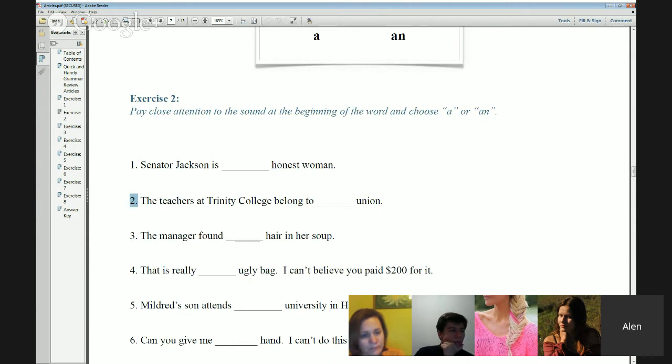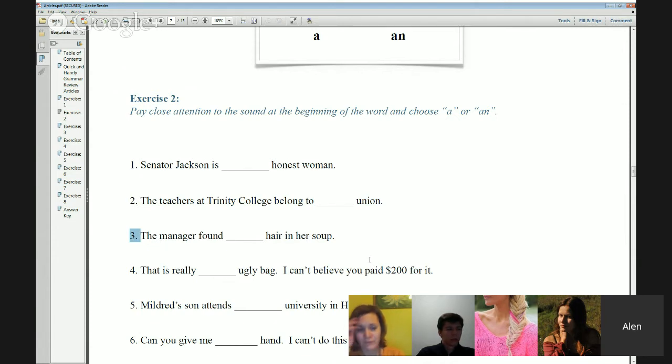Good. Number two, Julia. The teachers at Trinity College belong to the union. So we have to say a or an? Okay, an. You think it's an? I think it's a. Why? Because you is not exactly a vowel. Good. Yeah, it's Y. So even though the letter is a vowel, the sound that starts this word is Y, like a Y. So that's not a vowel sound. So we have to say a union. All right. Number three.